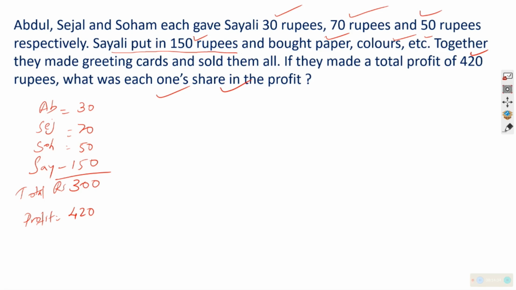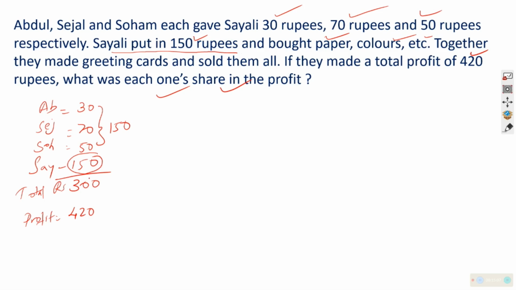It's a great thing. Now this has to be divided among these. The share of profit 30, 70, 50 by Abdul, Sejal and Soham. So that is their proportion. Here we know that Sayali has put 150, all these three together have made 150. 50% money is of Sayali. Half of the money in the profit.